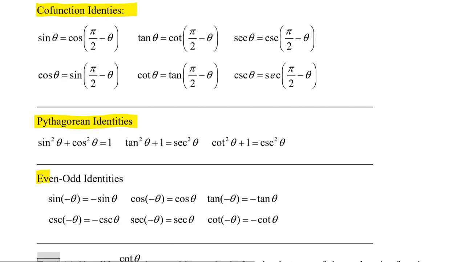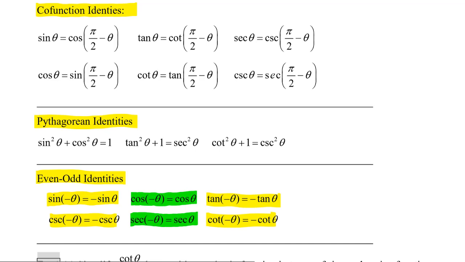And finally, the even-odd identities, which are basically going to allow us to do something with a negative theta that's inside the function. If a function is odd, like sine of theta, then sine of negative theta is equal to the negative sine of theta. Tangent, cosecant, and cotangent are all odd functions. Cosine is even, which means the cosine of negative theta is exactly the same as the cosine of theta. Its reciprocal secant theta is also even.